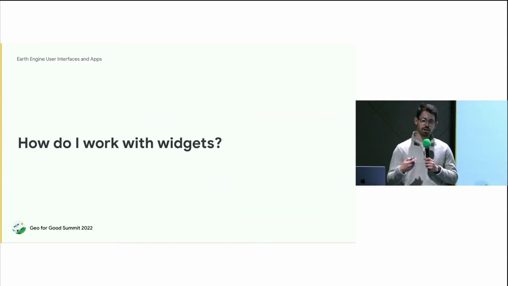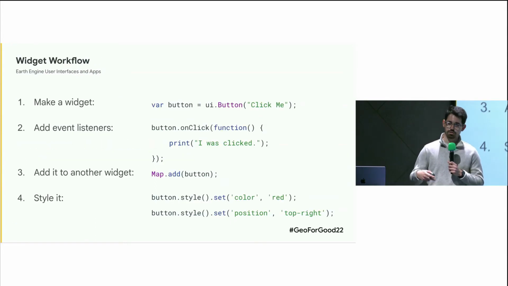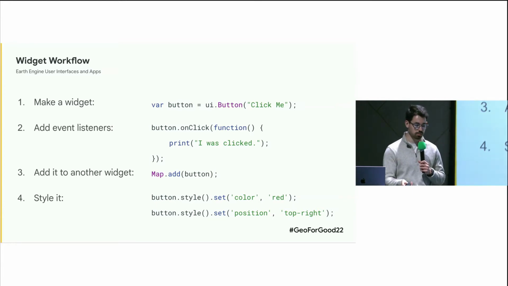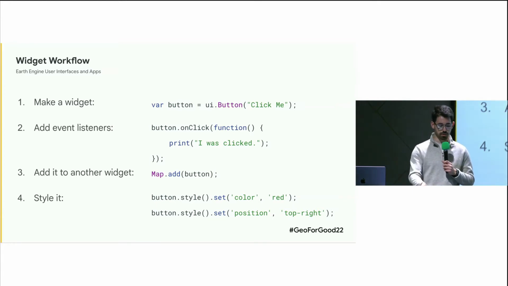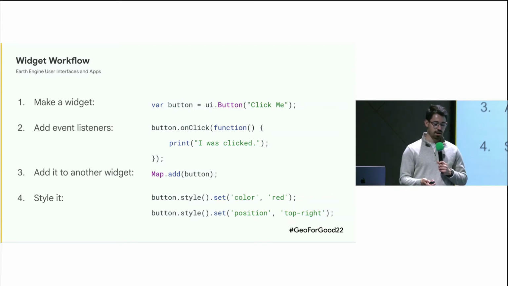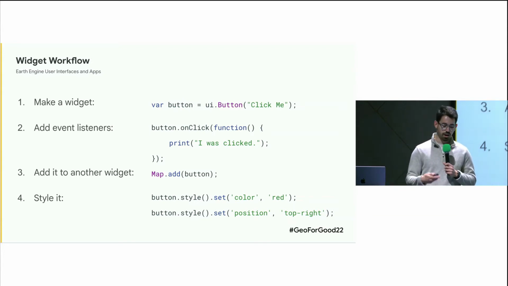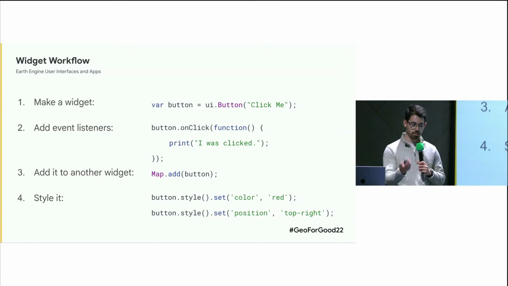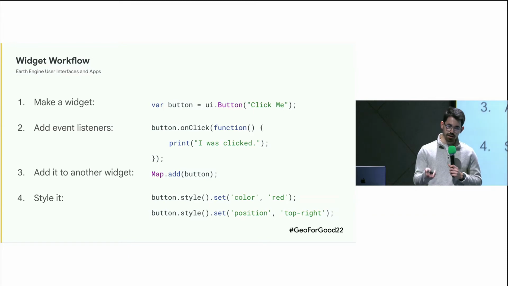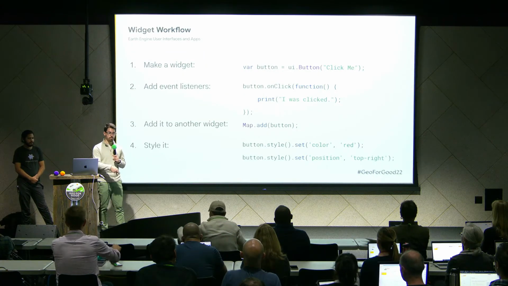All right, so how do we work with widgets? So here's a basic workflow. So first, we'll make the widget. So here we're making a button, and we're providing that label there that's going to say click me. And next, we add an event listener. So on click, we're going to run this function that says print I was clicked. And then we're going to add this widget to another widget. So here we're going to add it directly to the map.